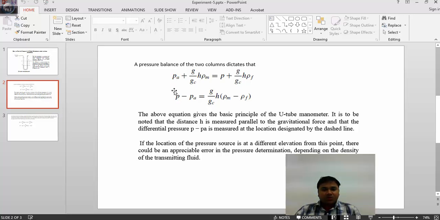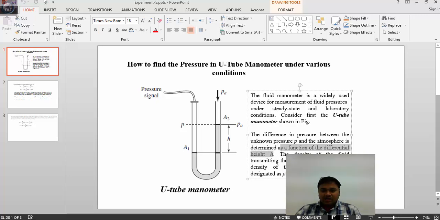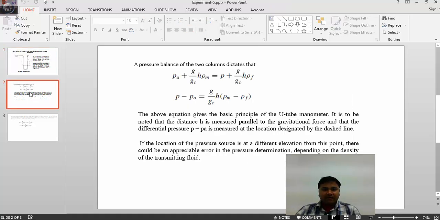PA, which is the atmospheric pressure, plus g by gc H into rho m is equal to P plus g by gc H into rho f, where I have clearly mentioned H is the differential height, the density of the fluid transmitting pressure is rho f, and the density of the manometer fluid is rho m, and PA is the atmospheric pressure. So one has to satisfy this equation, which is very simple. Now we will go and solve this simple equation by using our LabVIEW.